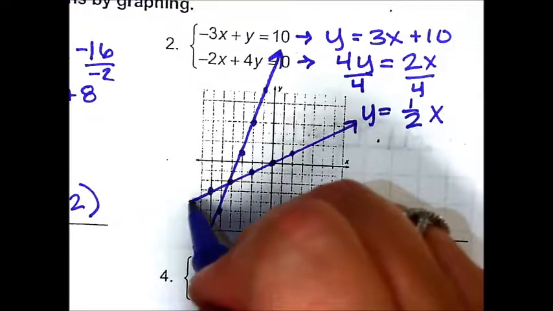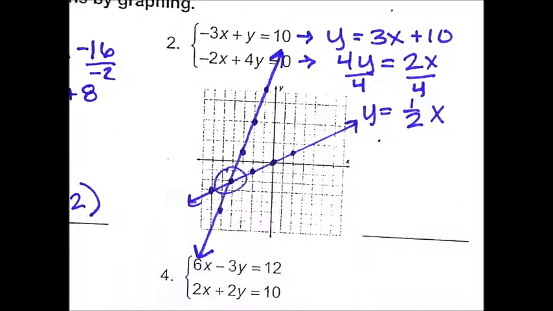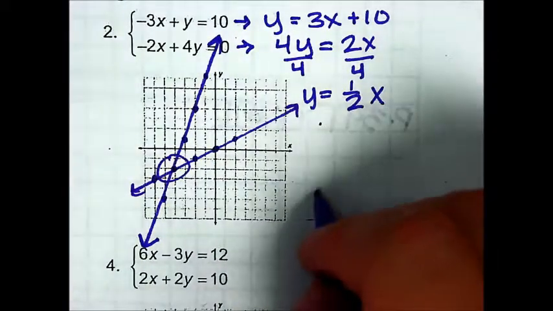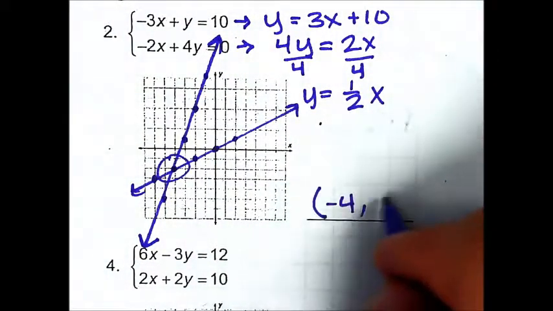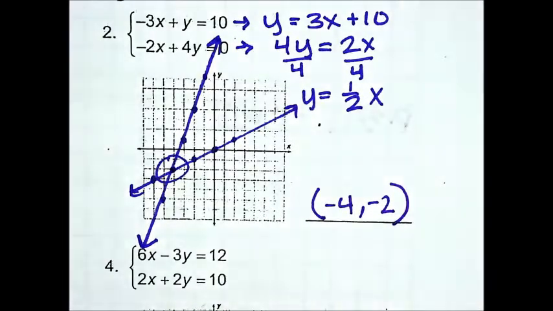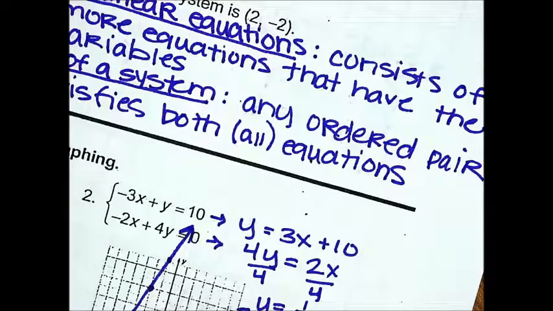Okay. And again, the point of intersection where they cross is my solution. So the solution to this system is (-4, -2). All right. Going to turn to the extra notes side. We have just 3 more.